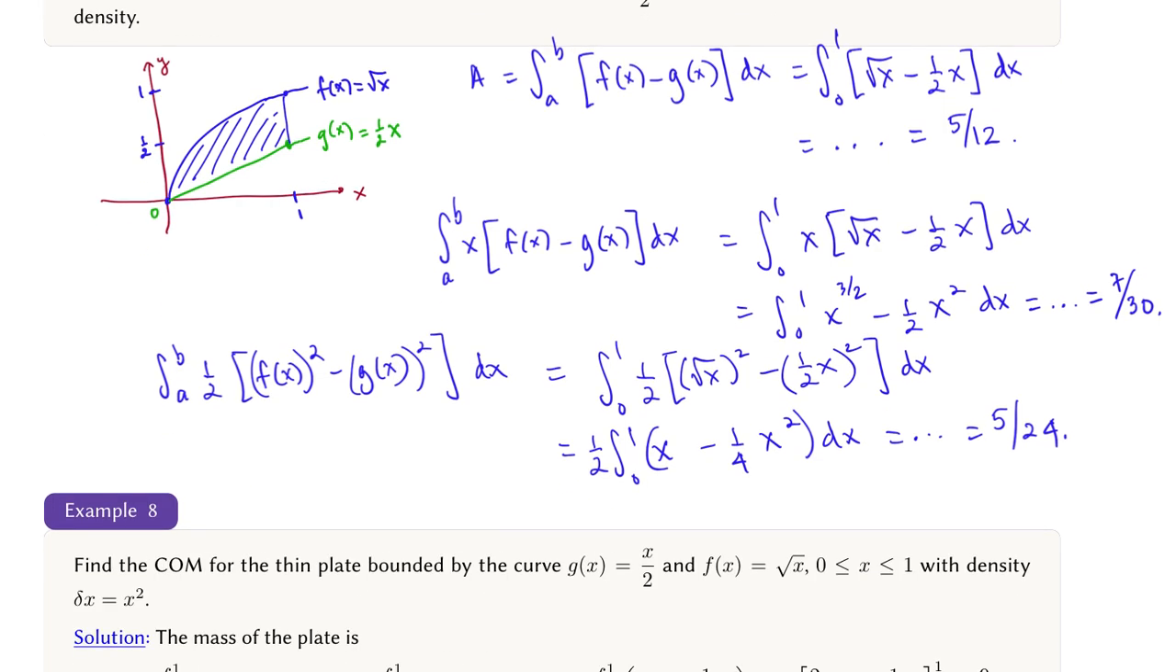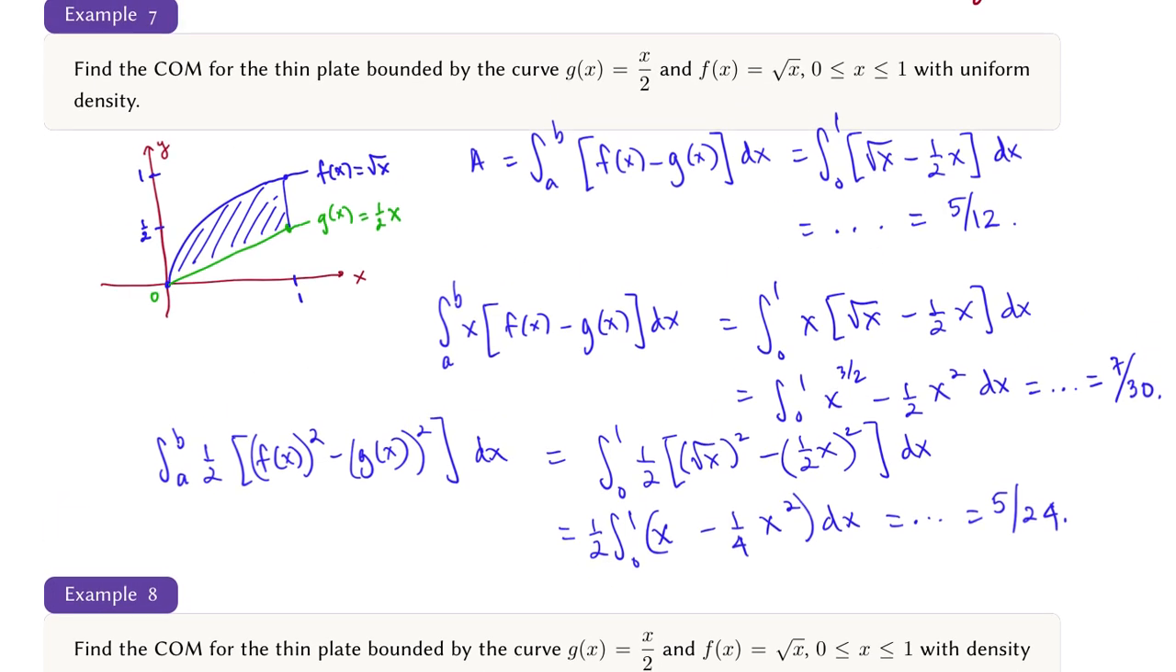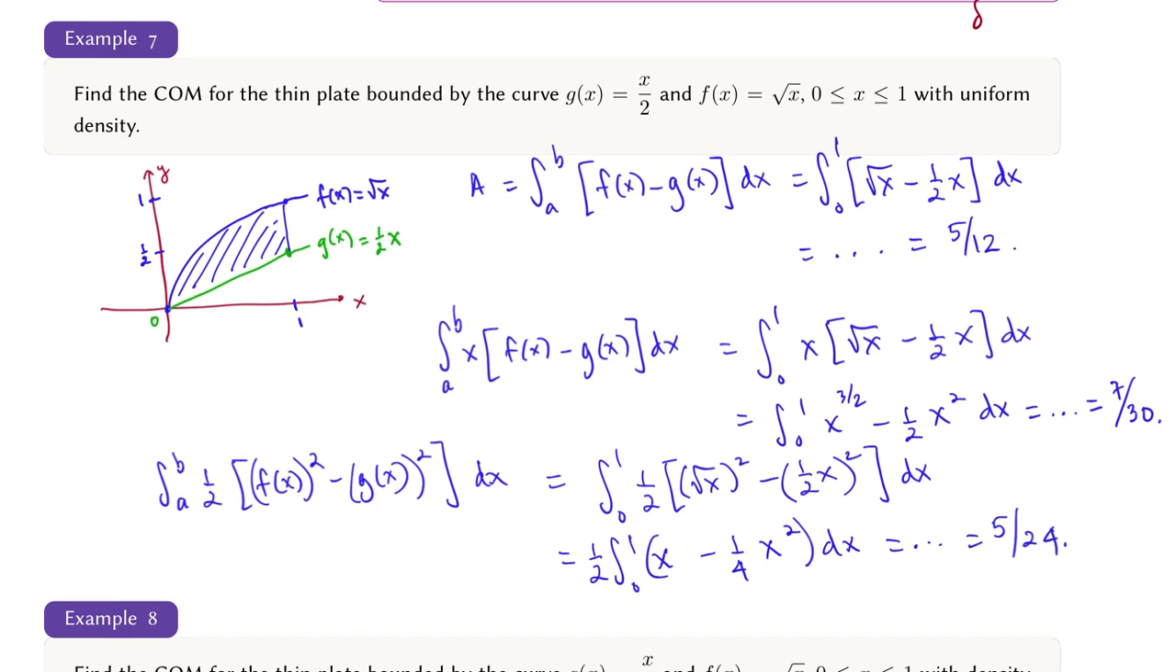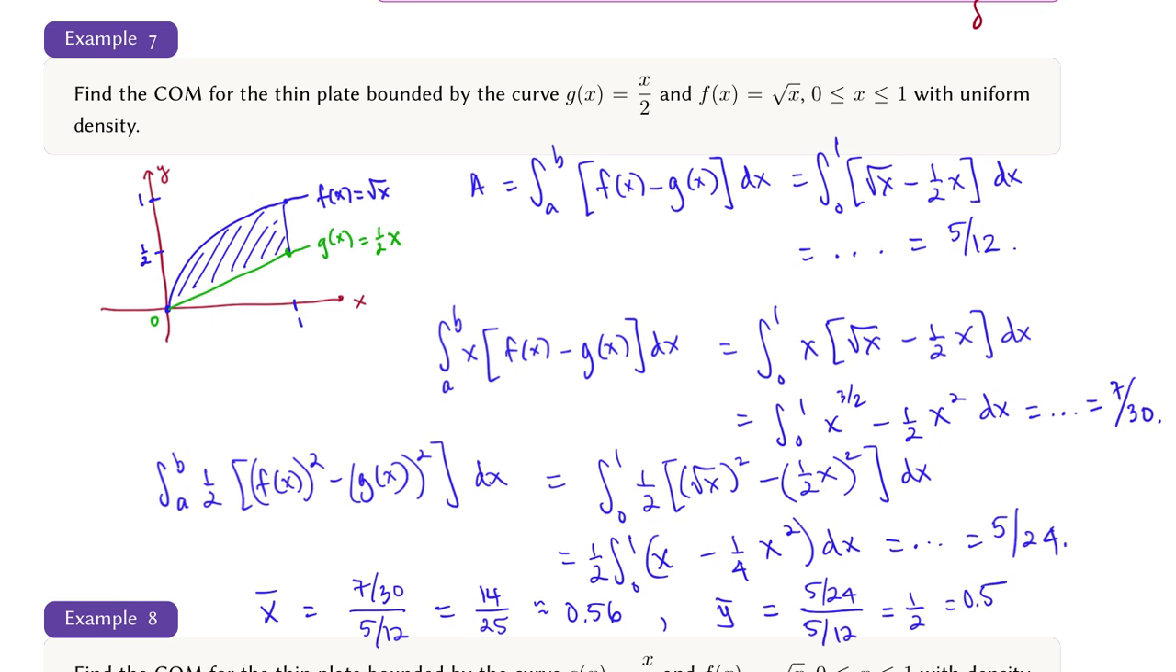And so x bar equals the moment about the y-axis, which is 7 over 30, divided by the area, which is 5 over 12. So 7 over 30 divided by 5 over 12. Simplifying this to get 14 over 25, which is 0.56. Y bar equals the moment about the x-axis, which is 5 over 24, divided by the area, 5 over 12. Simplifying this to get 1/2 or 0.5.